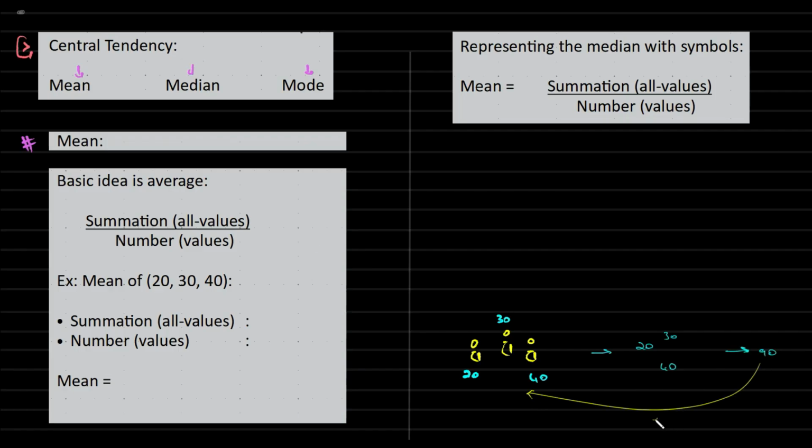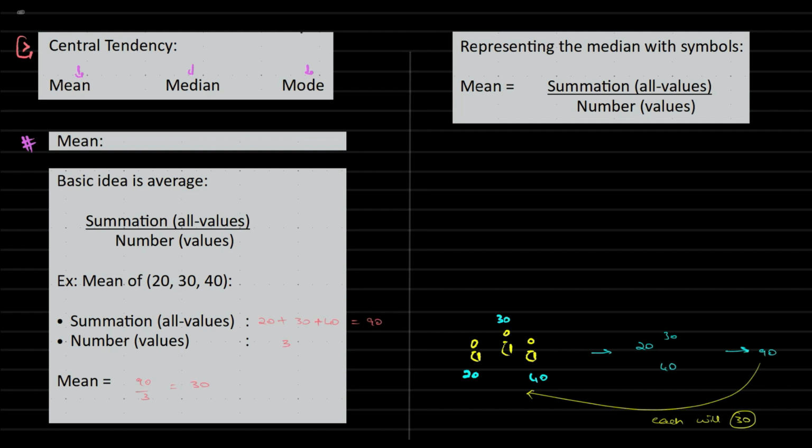So each will get 30, is it not? This is nothing but your average. This value of 30 is the average. So if we have to find the mean of 20, 30 and 40, we need to find the sum of all of them. The sum would be 20 plus 30 plus 40, that would be 90. Number of values, there are three of them. The mean is 90 by 3, that is 30.